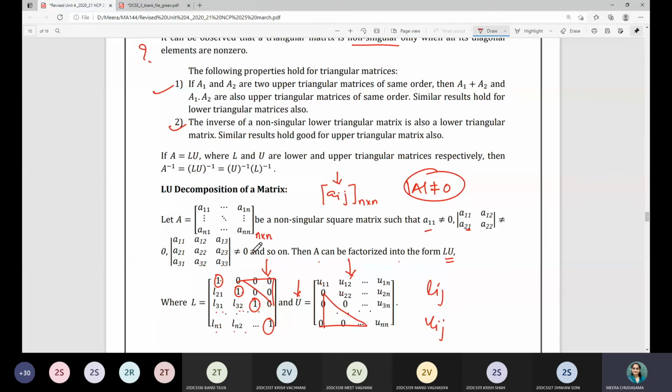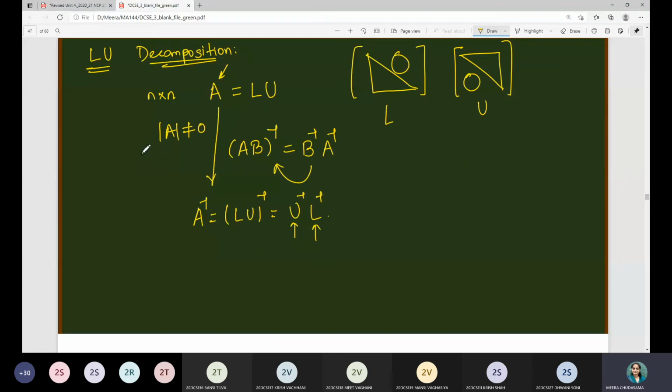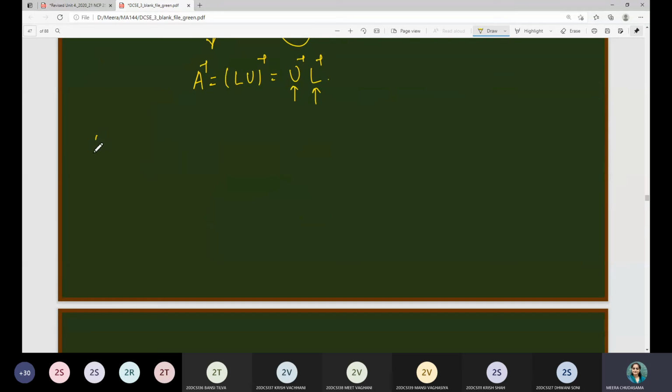Let us consider how to identify this for 3 cross 3. Suppose you are given a non-singular matrix A having entries A11, A12, A13, A21, A22, A23, A31, A32, A33, such that the determinant of A is not equal to 0. Now I want to decompose this into the LU decomposition.